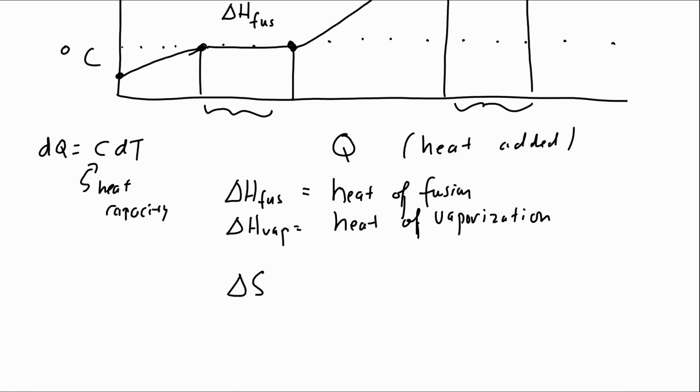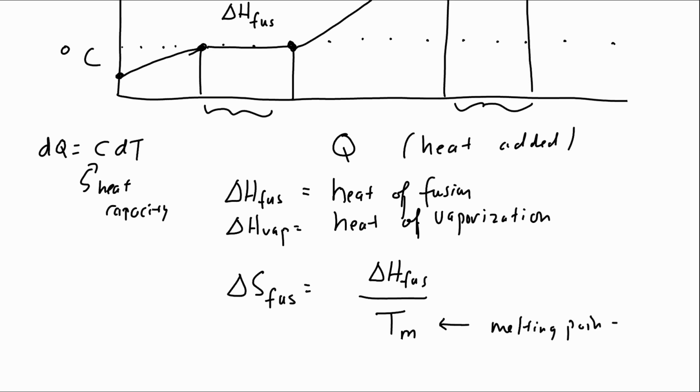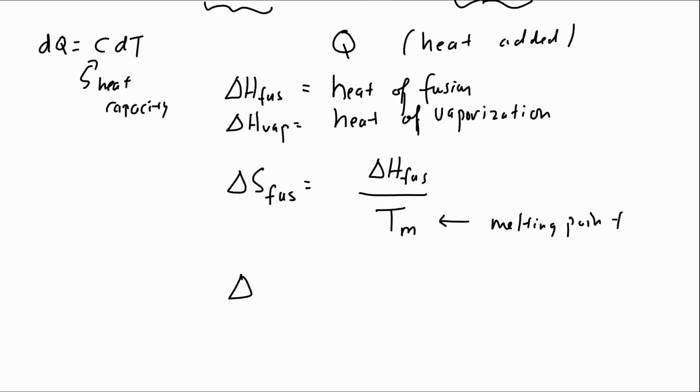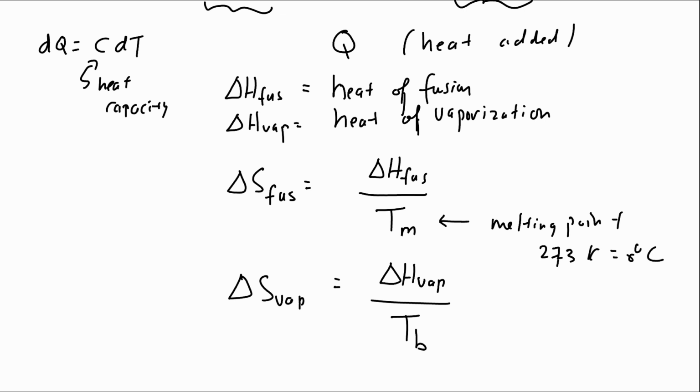So I can calculate that the delta S of the fusion would be the delta H of the fusion divided by the melting point. So I'm using melting and fusion. This is the melting point. And I can calculate the delta S of the vaporization as being the delta H of vaporization divided by the boiling point. When this one's 273 K, that is 0 degrees Celsius. And this is what, 373 K? 100 degrees Celsius.